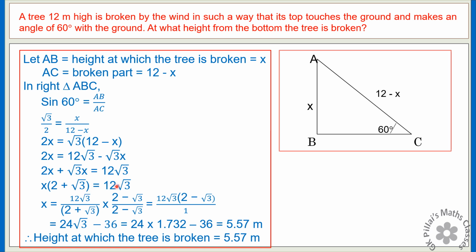Take this to the denominator and rationalize the denominator. You will get 12 root 3 into 2 minus root 3 upon 1. Now you can open the bracket by multiplying it. You will get 24 into 1.732 minus 36 equal to 5.57 meter. Therefore, the height at which the tree is broken is 5.57 meter.